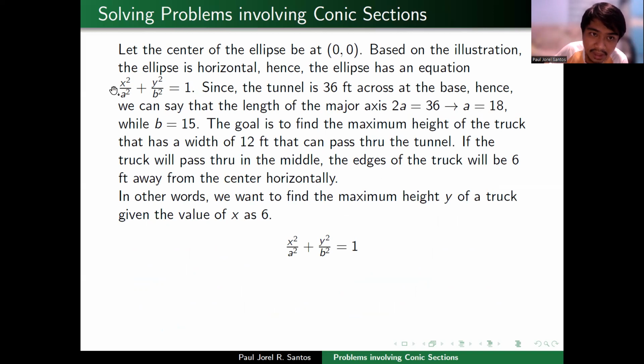Okay, we obtain it from here. We know the value of x, that is 6. We know the value of a, which is 18. We know the value of b, and that is 15. So let us substitute.